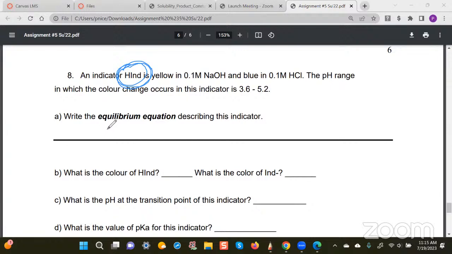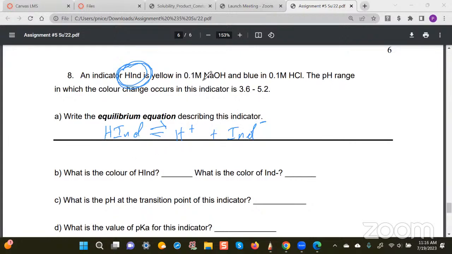It should be easy, folks. Especially those of you who had me in lab on Monday. Would it be H indicator and then the double arrows into H plus the indicator minus? Exactly, IND minus. Okay, so that's the equation for the reaction.